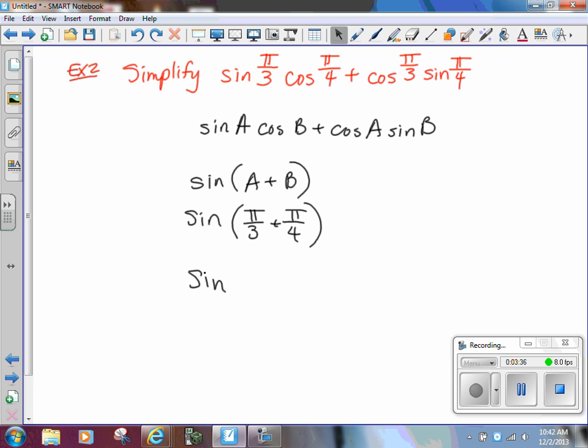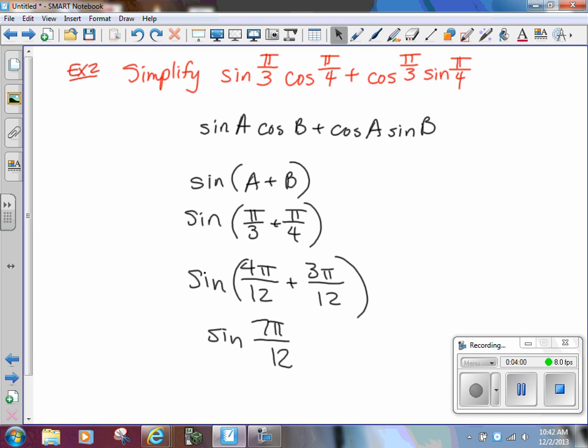Sine of who? What's the common denominator? 12. So 3 goes into 12 four times, 4 times 3, 3 pi, which is 7 pi over 12. Now what? That is an exact answer, but what do I do?